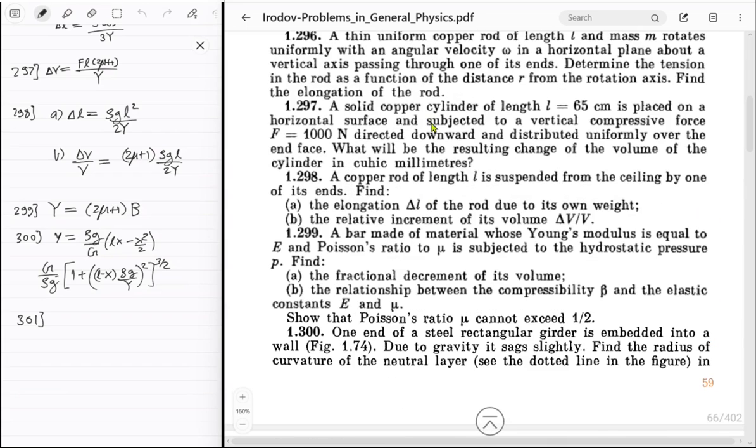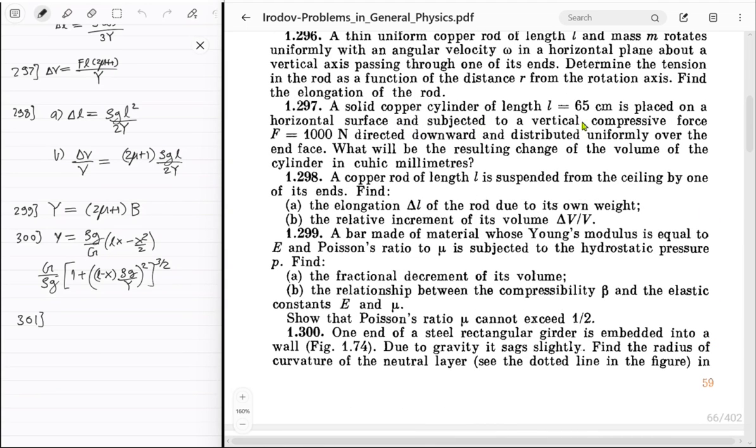A solid copper cylinder of some length is placed on a horizontal surface and subjected to a vertical compressive force directed downward and distributed uniformly over the end face. What will be the resulting change of the volume of the cylinder in cubic millimeters? That whole derivation was correct, no big deal with that. The problem is that after that there was something else I had to account for, but I didn't. Anyway, I'll explain it now.